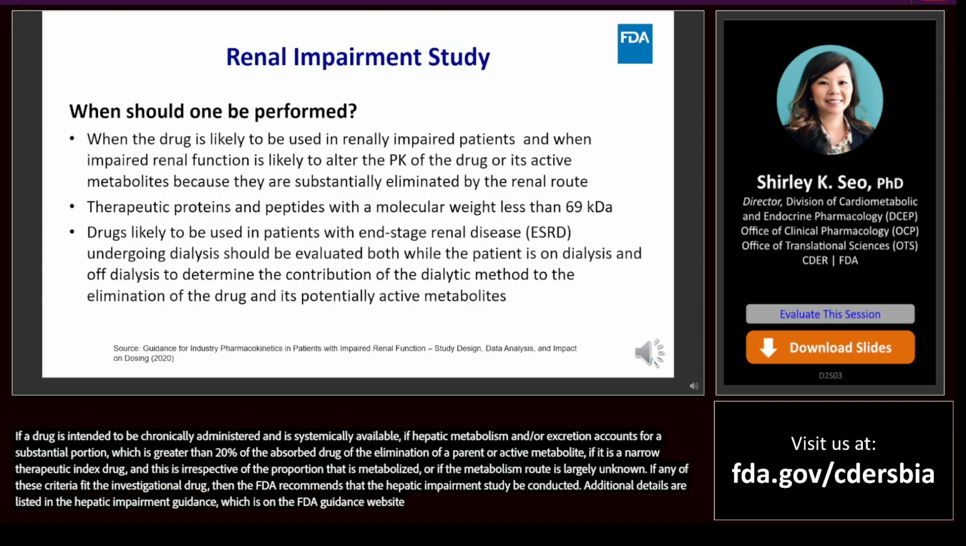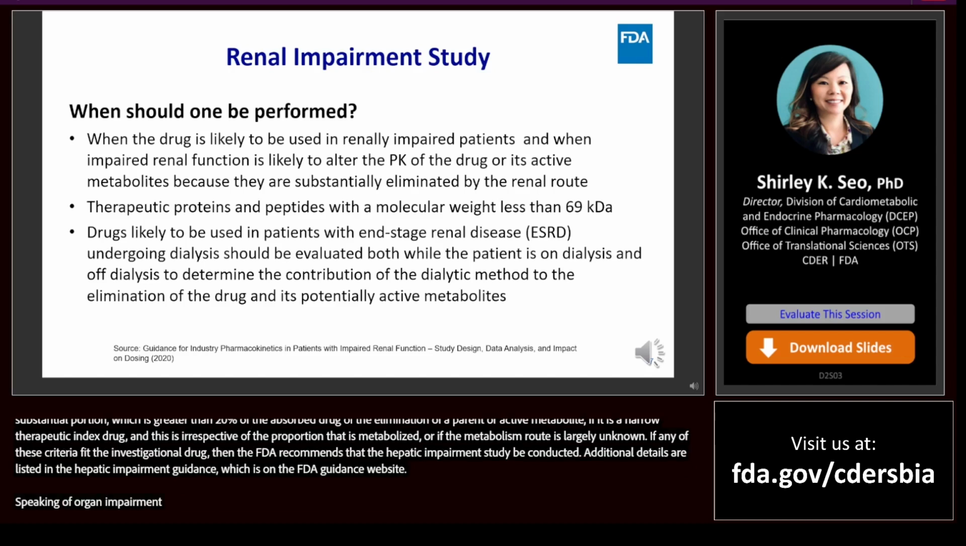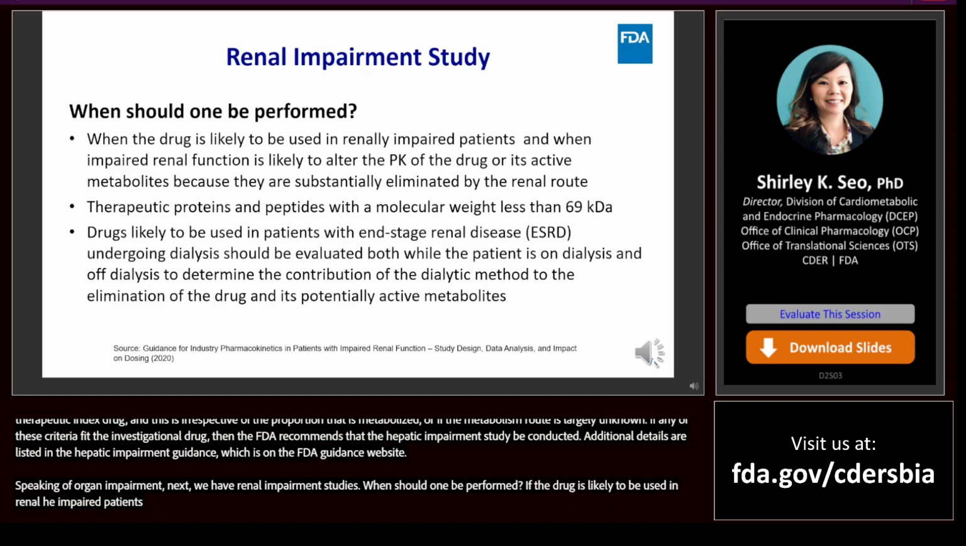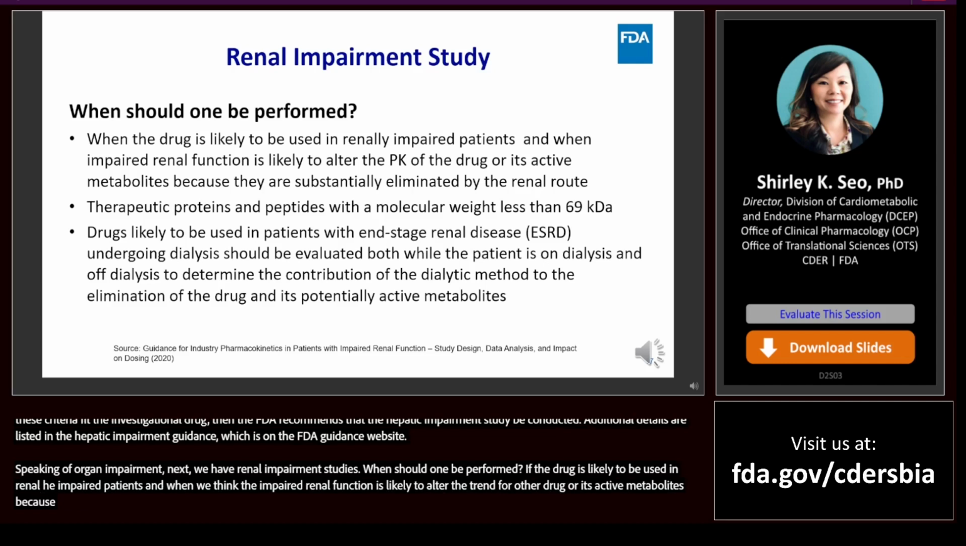Speaking of organ impairment, next we have renal impairment studies. When should one of these be performed? Well, if the drug is likely to be used in renally impaired patients, and when we think that impaired renal function is likely to alter the PK of the drug or its active metabolites because they are substantially eliminated by the renal route.